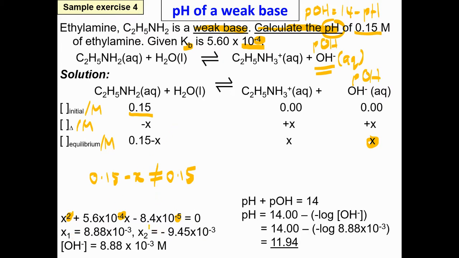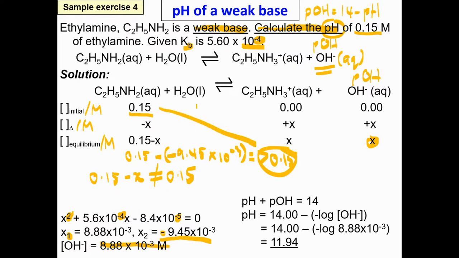When we use quadratic, we have two values. One is negative, one is positive. So why do we choose the positive one? Because you must understand, if you choose the negative, it means 0.15 minus 9.45 times 10 to the power of 3. So you will be getting a value more than 0.15, which is larger than the initial. So it doesn't make sense because initial must be more than the equilibrium for the reactant.